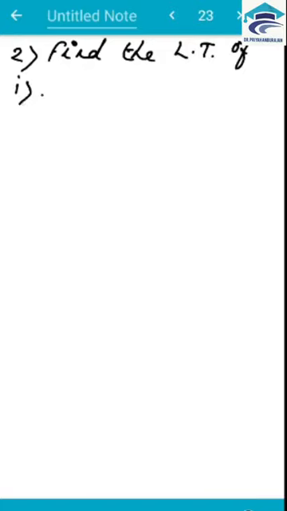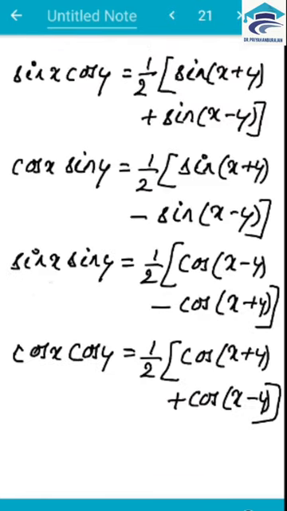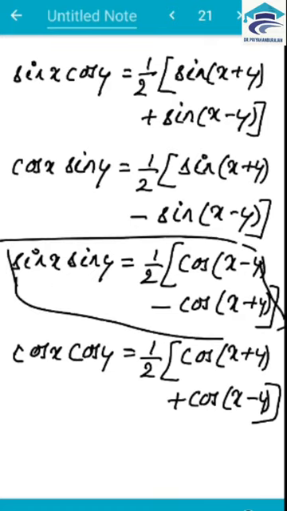So the second set of problems: find the Laplace transforms of the first one, sine 2t sine 3t. So we don't have the formula for L of sine into sine. So of course we are going to use the trigonometry formula for sine into sine. So what is the formula? Sine x sine y is equal to half into cos of x minus y minus cos of x plus y. So we are going to use this.